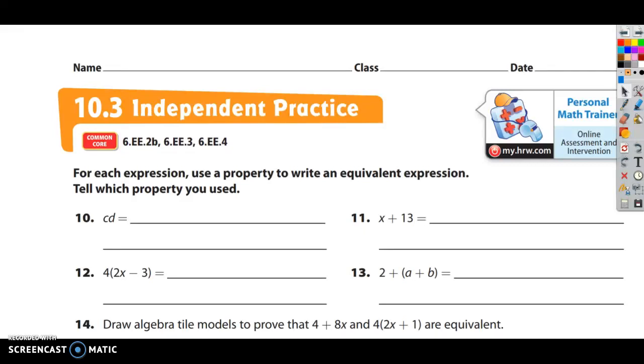This is the 10.3 independent practice. This is page 281. The directions say, for each expression, use a property to write an equivalent expression. Tell which property you used. So the first line will write an equivalent expression, and the second line we'll name the property. And if you're thinking to yourself, what properties are they referring to?